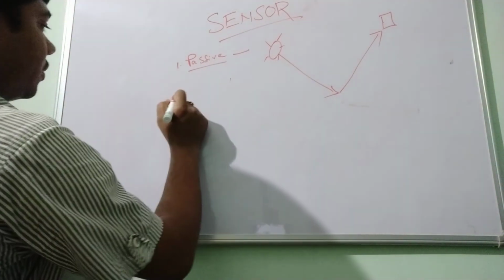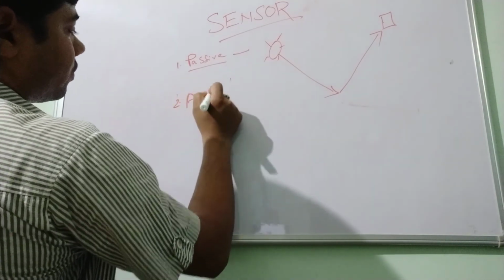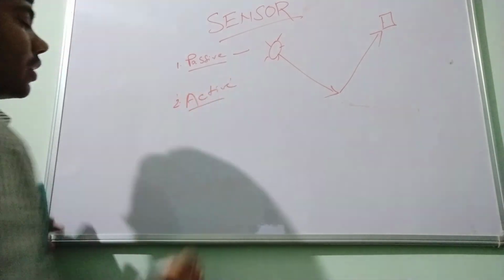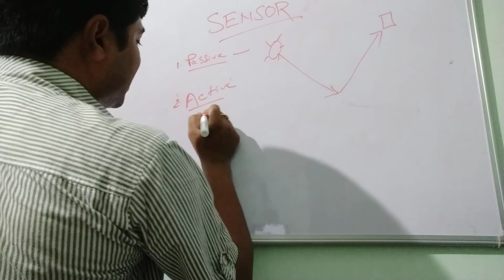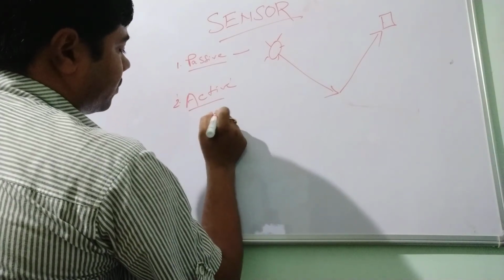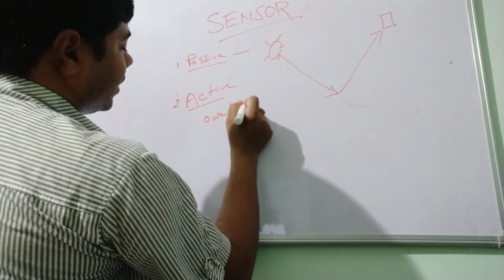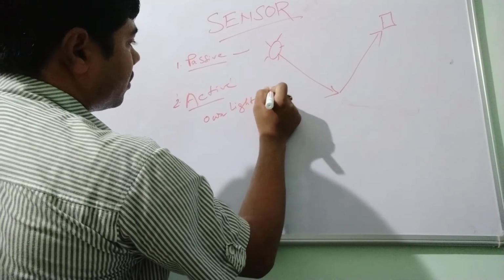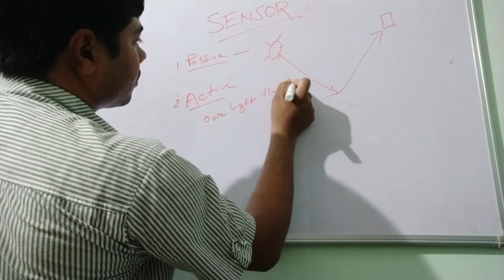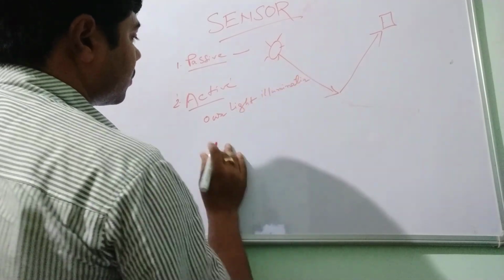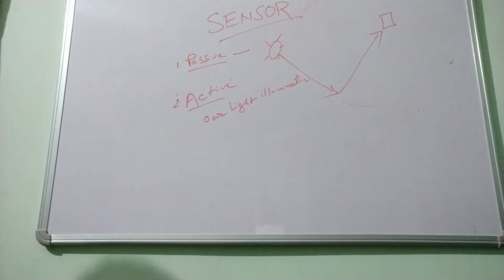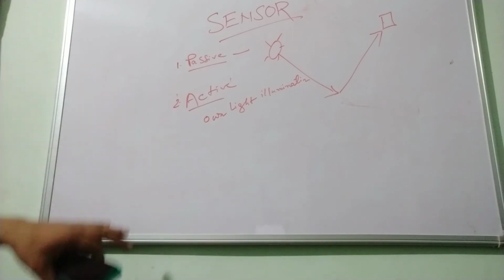Now the active sensor. Here the sensor has its own light for illumination. The sensor illuminates its light.